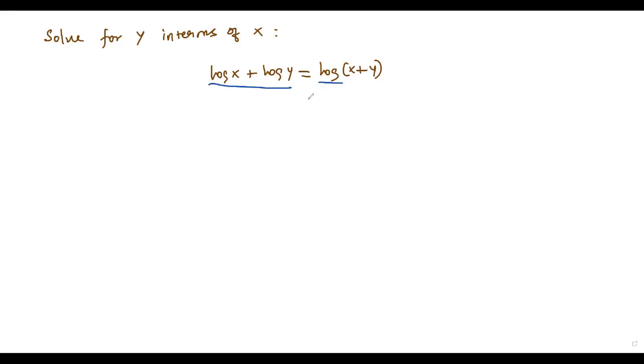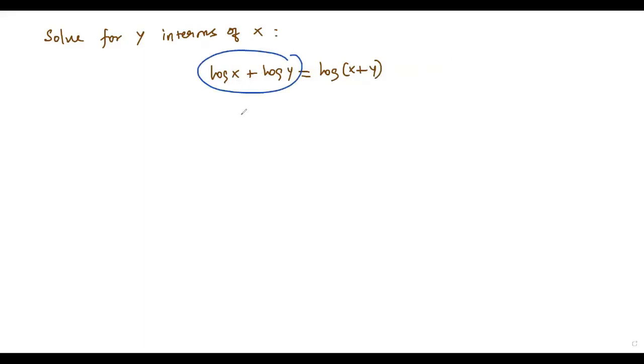And the base for any logarithm is not mentioned. So whenever the base of a logarithm is not mentioned, we have to assume it's a common logarithm, and its base has to be 10. We don't have to mention that, but we have to assume the base for each of these three logarithms as 10. Okay, here we have addition of two logarithms with the same base, that is 10.